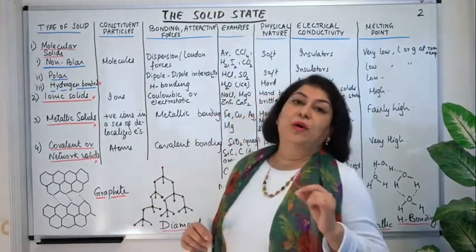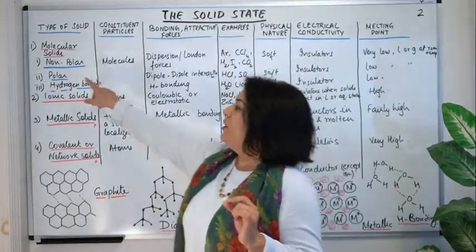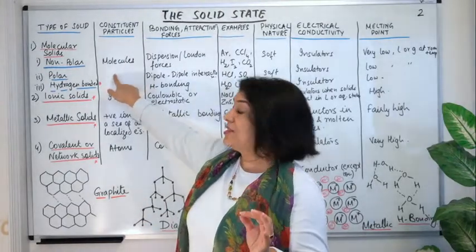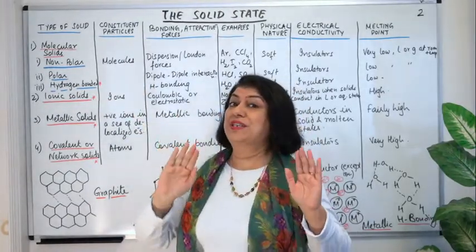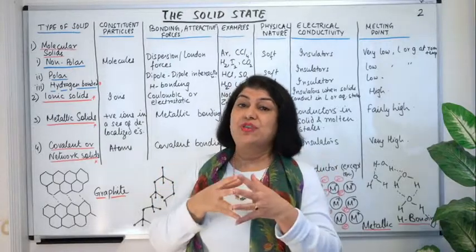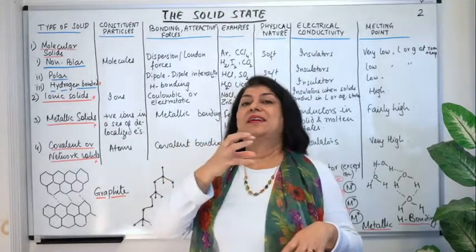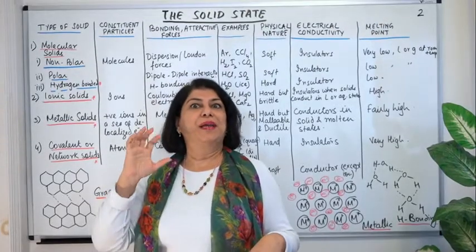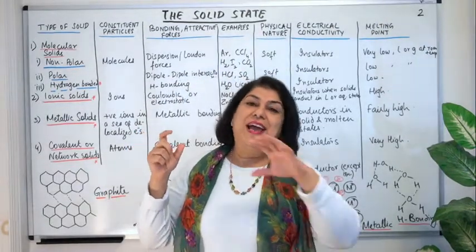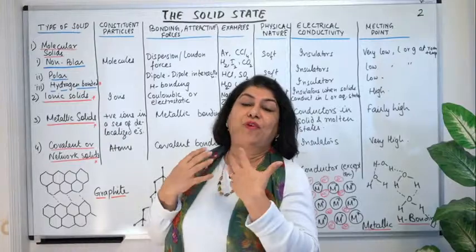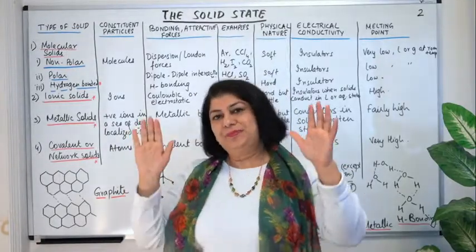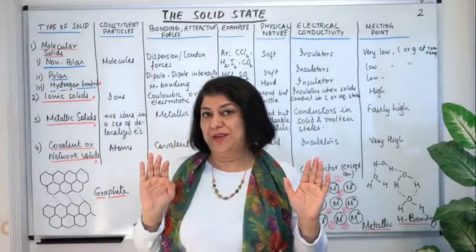The next kind of molecular solid is a polar molecular solid. Again, the constituent particles are molecules, and as I explained to you, if the electronegativity difference is more between the atoms present in the molecule, the more electronegative atom would pull the electrons towards itself and become negatively charged. And the remaining atoms from which it attracted the electron would become partially positively charged. Therefore, a charge separation occurs.